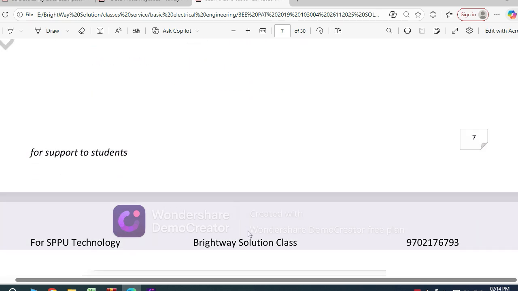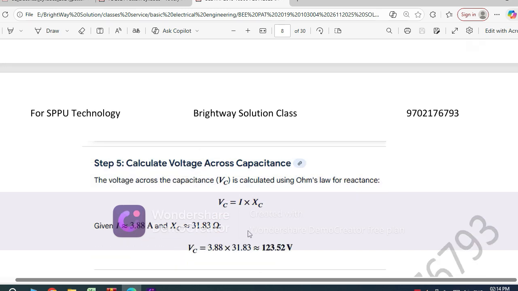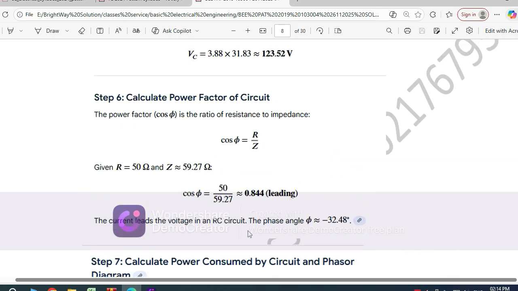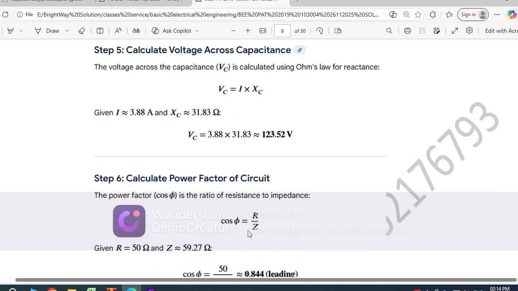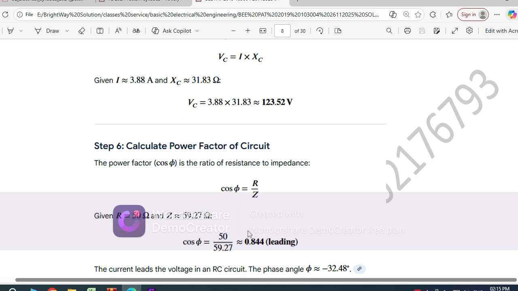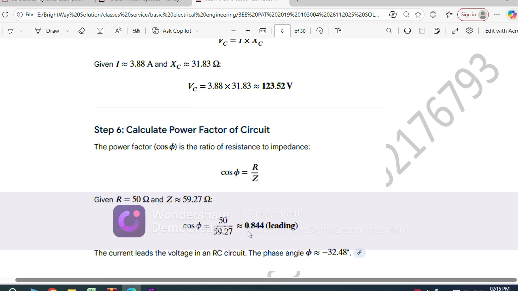Then next, calculating the voltage across the capacitor. This is I into XC, which is 3.88 into 31.83, equal to 123.52 volt. And since it is an RC circuit, the power factor is leading. So 0.844 leading here.